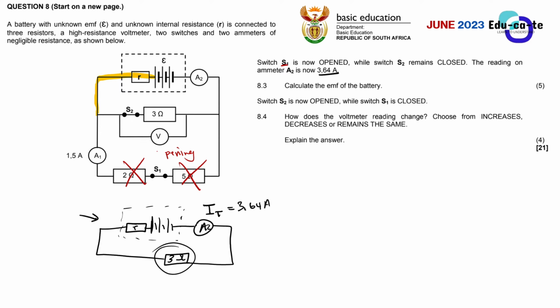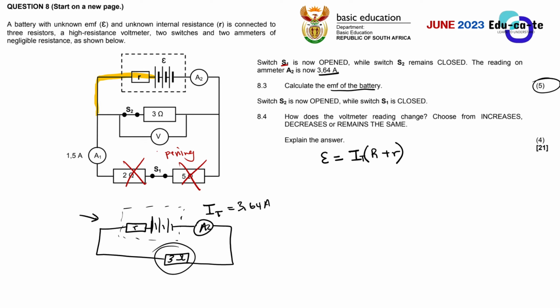Now they say calculate the EMF of the battery. Given 5 marks to do that. Calculate the EMF of the battery. Now you will see that this is now serious. So if we are calculating the EMF of the battery, what actually happens with the EMF? Remember that when we have internal resistance, the formula for EMF is equal to the total current multiplied by the external resistance plus the internal resistance. This is the formula for calculating EMF.